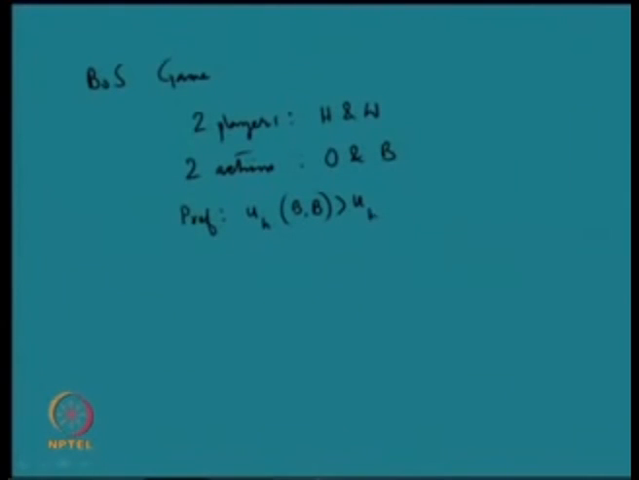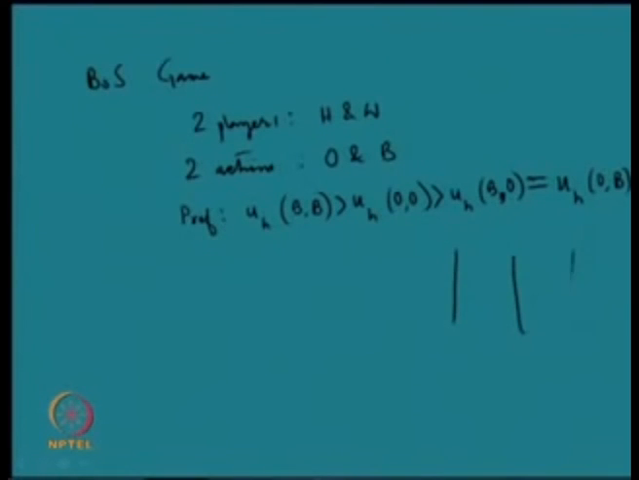So, battle of sexes game, BOS game, here we have 2 players, husband and wife, 2 actions for each. They can go either to opera or to a boxing match. Preferences, well, for the husband, let us write it as AUH. The best is both of them go to the boxing match. The second best is both of them go to the opera. Third best is they do not meet anywhere, that is PO, and this is the same as OB.